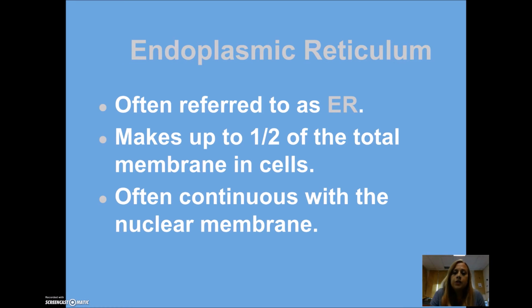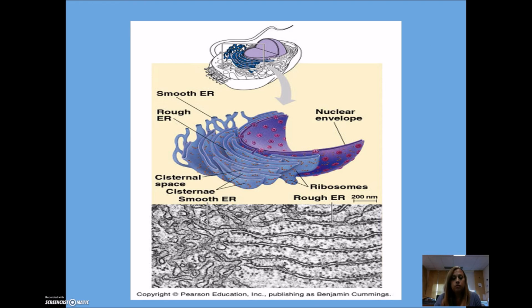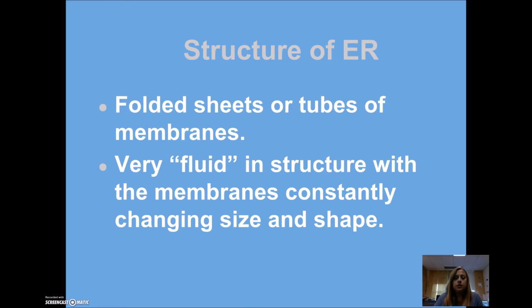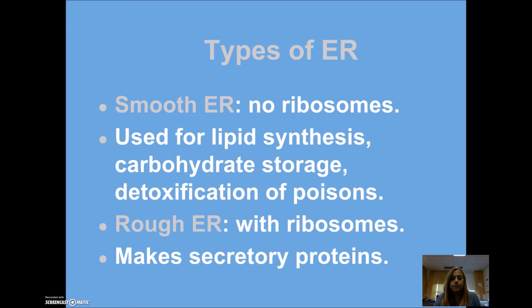The first thing I mentioned after the nucleus was the endoplasmic reticulum. So a lot of times in class you're going to see this written as ER. And this actually makes up about half of the total membrane inside of the cells. And it's usually or often continuous with the nuclear membrane, meaning it's sort of connected to it. We actually have 2 types of endoplasmic reticulum that we're going to talk about, but essentially the structure, it's going to look like either folded sheets or sort of tubes of membranes. We say they're fluid in structure because they can change shape, and they do change shape pretty constantly.